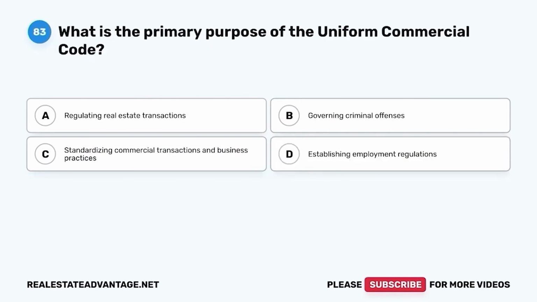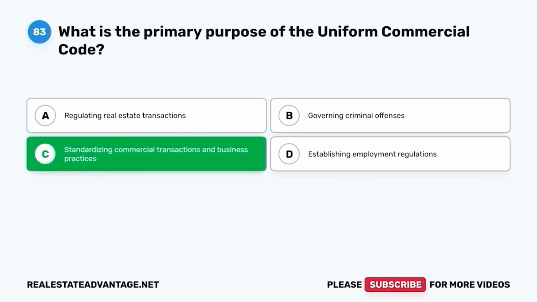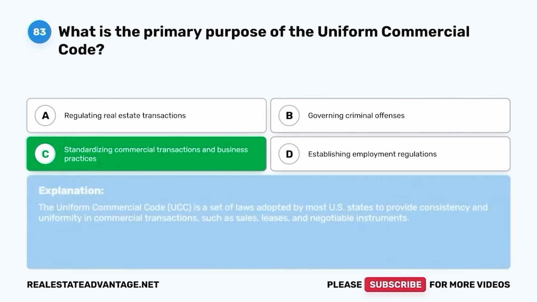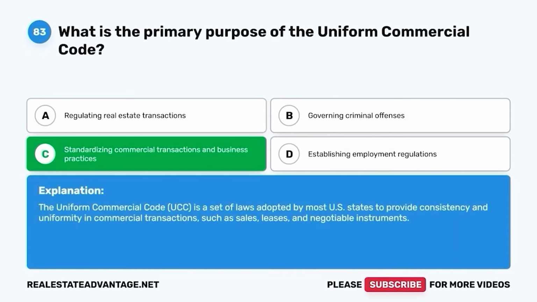What is the primary purpose of the Uniform Commercial Code? A. Regulating real estate transactions. B. Governing criminal offenses. C. Standardizing commercial transactions and business practices. D. Establishing employment regulations. The correct answer is C. Standardizing commercial transactions and business practices. The Uniform Commercial Code, UCC, is a set of laws adopted by most U.S. states to provide consistency and uniformity in commercial transactions, such as sales, leases, and negotiable instruments.